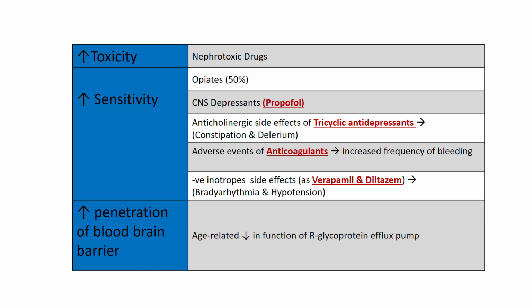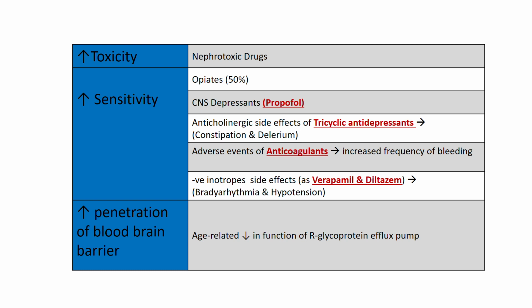propofol. Some important drugs' side effects are more exaggerated in the elderly, as anticholinergic side effects of tricyclic antidepressants are increased, such as constipation and delirium. And this is also another important item because it came before in MCQ questions. The adverse events of anticoagulants are increased, and there will be increased frequency of bleeding. Negative inotrope side effects as with verapamil and diltiazem are exaggerated, as bradyarrhythmia and hypotension, and one of the questions before asked about hypotension.